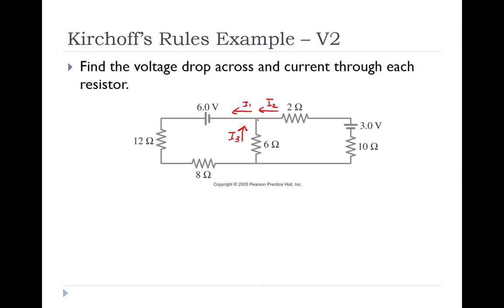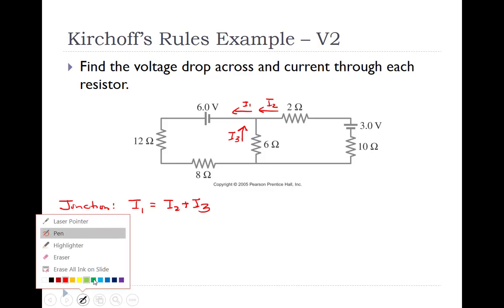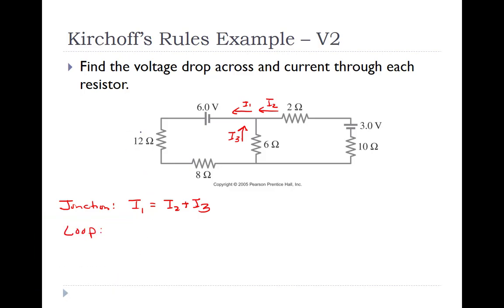This gives me I1 is heading away from this junction, but I2 and I3 are both heading into it. So the junction rule says that I1 equals I2 plus I3. Remember, that's the one that says current in equals current out. Okay. I'm now going to choose my loops. The first loop I'm going to choose is the exact same one that I chose for the first version of this.